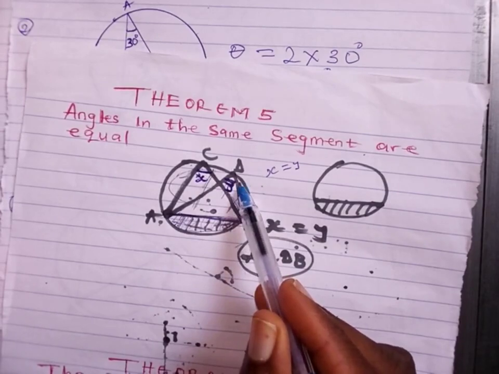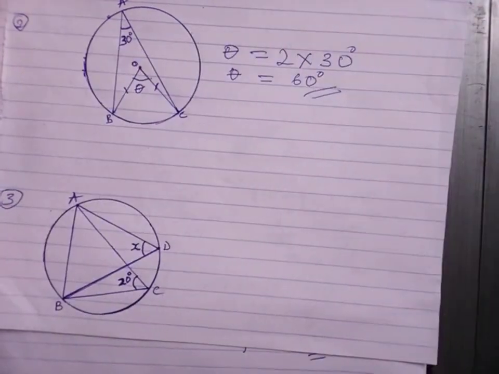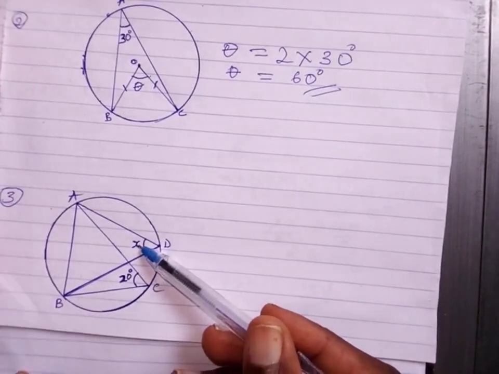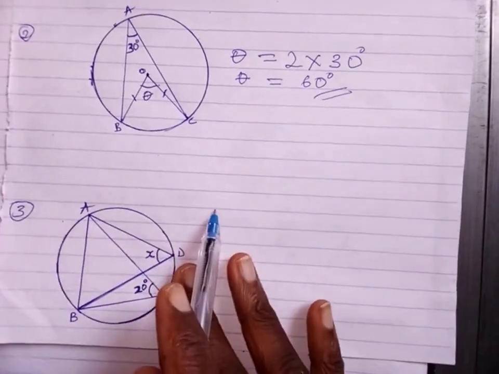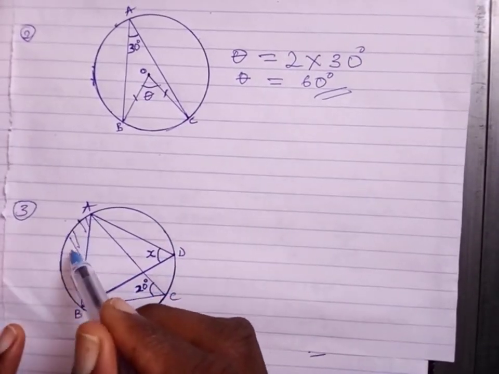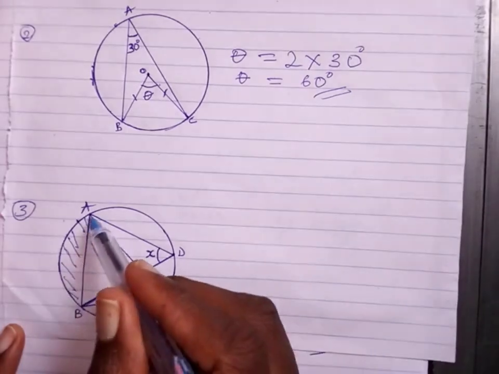All right, so we're going to apply this rule to get the value of x in this very diagram. Now, I would like you to consider this very segment formed there. Look at this very segment here. This is a segment. It is bounded by an arc and a chord.